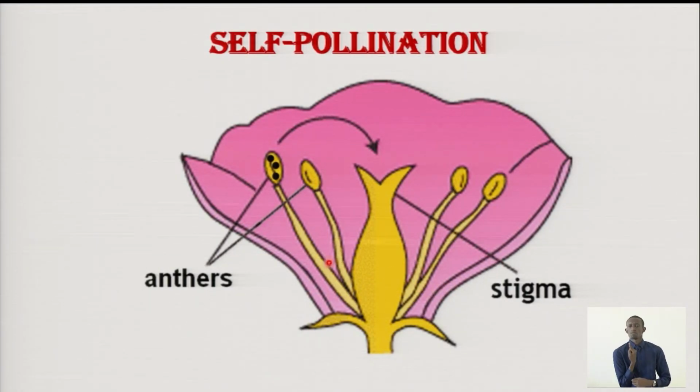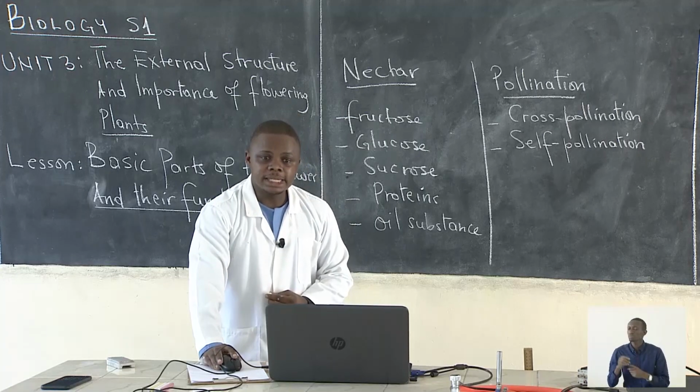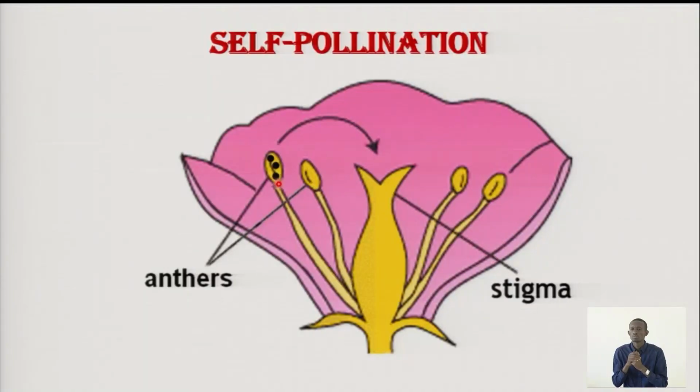This is the anther we have talked about, which is part of the stamen, which is the male reproductive part of the flower. This stamen has anthers which produce pollen. As you can see, these are the pollen which have pollen grains that are going to be transported to the stigma by the process of pollination, and this is done by pollinators, birds, insects, and so on. Even wind can do this.